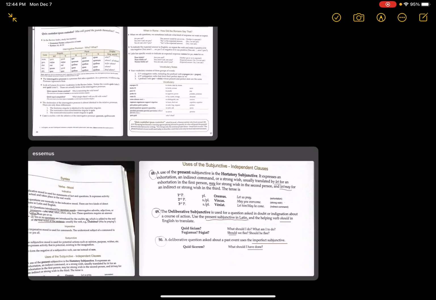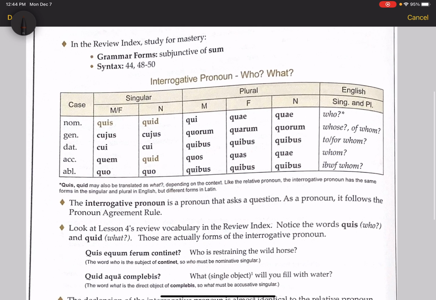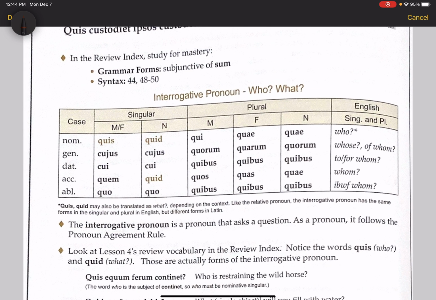Now, what about this week? This week we are learning the interrogative pronoun who or what. The interrogative pronoun is a pronoun that asks a question. As a pronoun, it follows the pronoun agreement rule. Remember, the pronoun agreement rule is that pronouns agree with their antecedents in gender and number, but case is determined by its own clause.